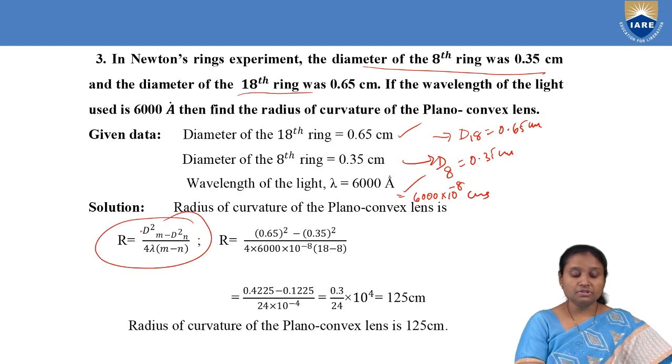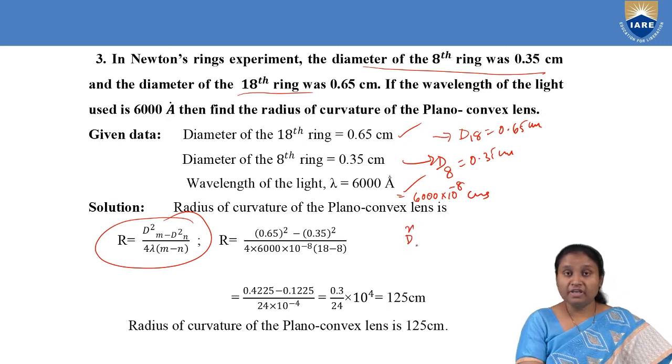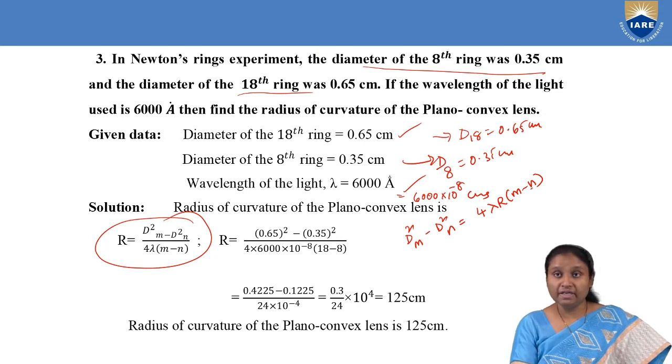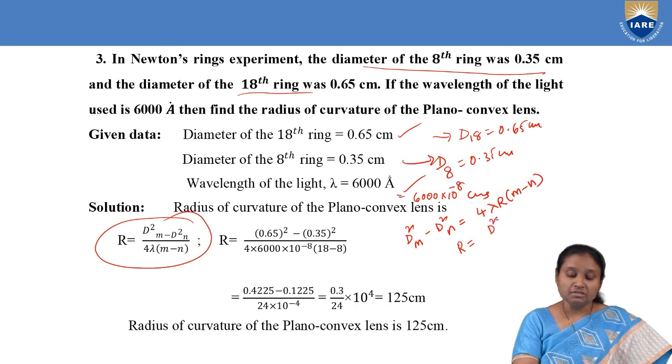Just like we have seen, if we take the difference of the squares of the diameters of the mth ring and nth ring, then d square m minus d square n comes out to be 4λr into m minus n. From this, we are going to find the radius of curvature. So the formula becomes the square of the diameter of the mth ring minus the square of the diameter of the nth ring divided by 4 times wavelength into m minus n.